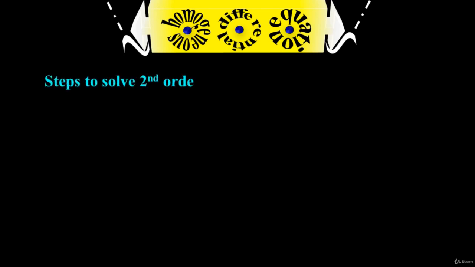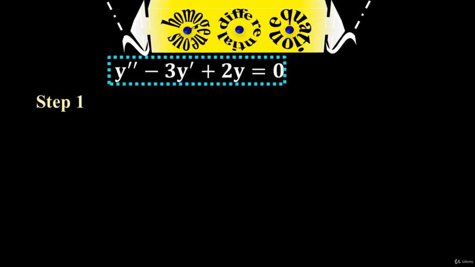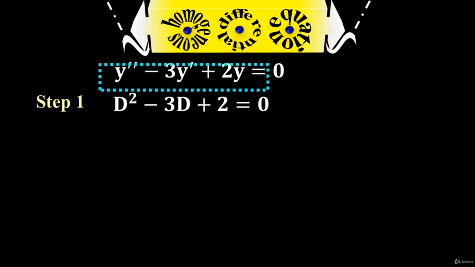Let me show you the steps to solve a second order homogeneous differential equation. If I have the equation y double prime minus 3 times y prime plus 2 times y equals 0. Step 1, the first thing that I'm going to do is change this equation into differential operator form, which is D squared minus 3D plus 2 equals 0.